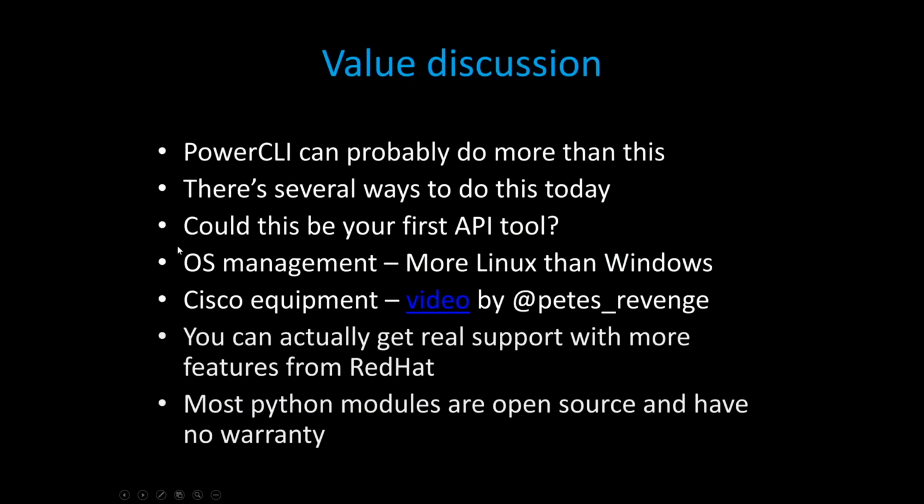But now I want to get into the value discussion, right? Because most advanced VMware administrators are going to be like, you know, I can do this with PowerCLI all day. And we all know that PowerCLI really is the premier way of interfacing programmatically with your VMware environment. No question about it. It's just the best way to do it. There are several things that you can probably only get done with PowerCLI today. However, what if you had never interfaced with an API? Could Ansible be your first tool that helps you interface with APIs, right?